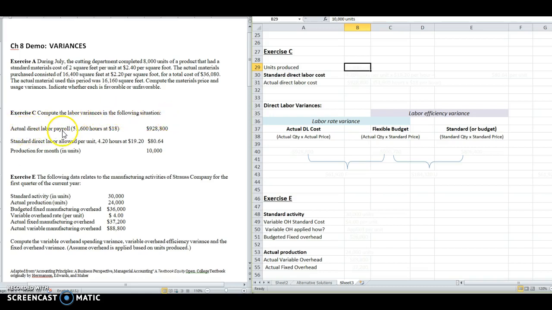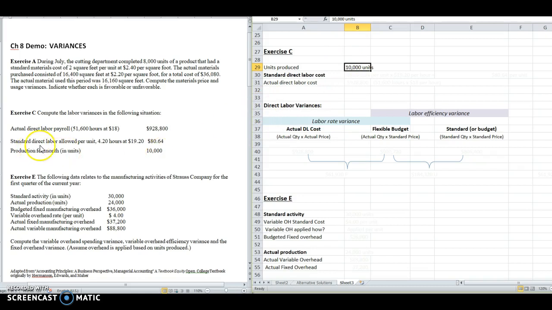They're giving us the actual payroll, both hours, dollars, and the total. They're giving us the standard direct labor rate, and they're giving us the production, which is the units produced. So let's start with that. There were 10,000 units produced this month. I like to pull the information out just so that I know what I'm looking at. This problem isn't bad, but some problems have just a lot of words, and sometimes it's difficult to make sure that we understand what we're trying to do. So I always like to do that.